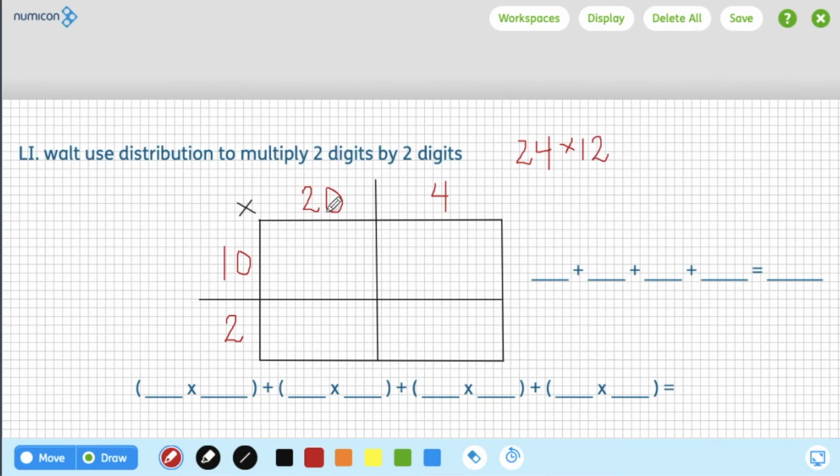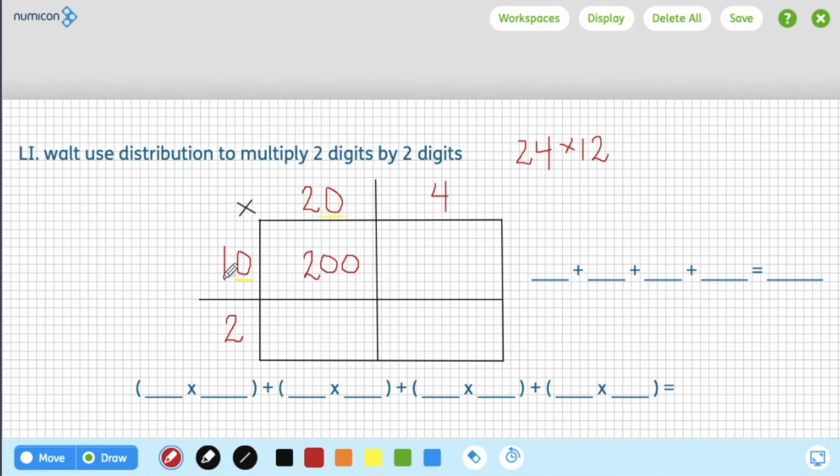Okay, so we had 20 times 10. Now, if you notice here, I have a placeholder here and a placeholder here, which means I need 2 placeholders in my answer. Okay, so that's how we know. And then 2 tens times 1 ten, well, 20 times 10 is going to be 200.